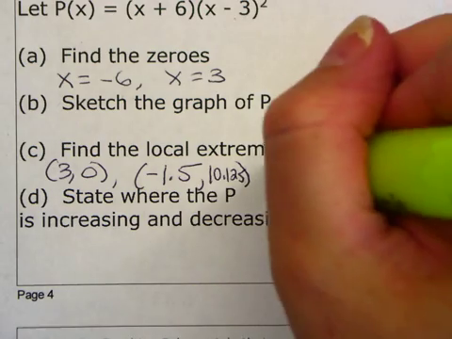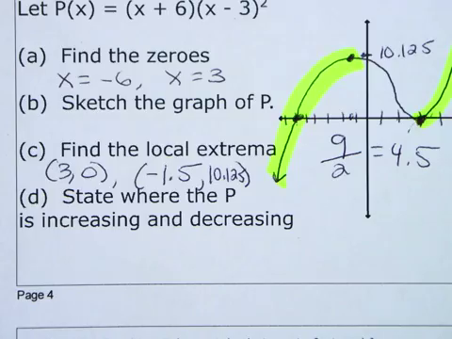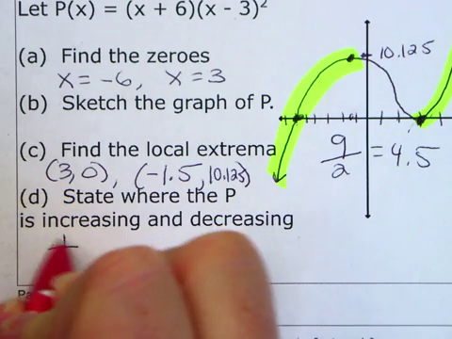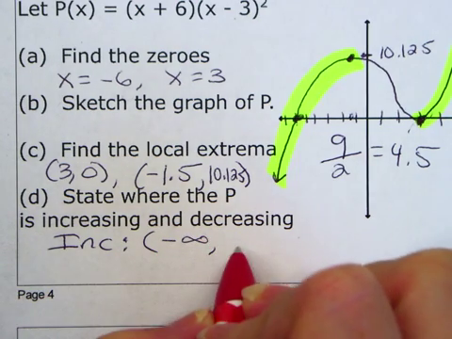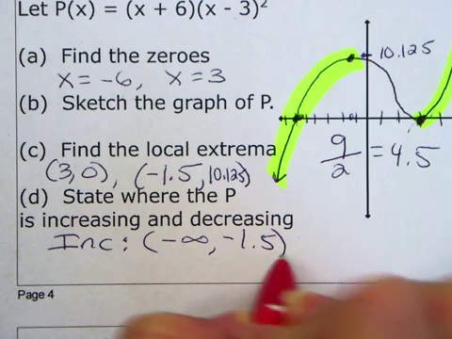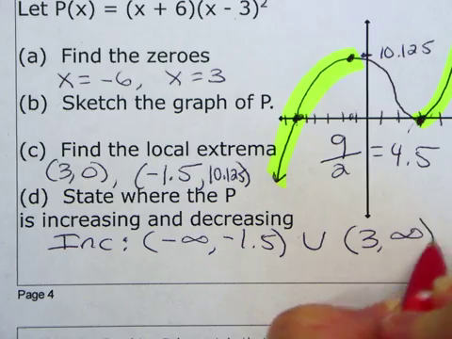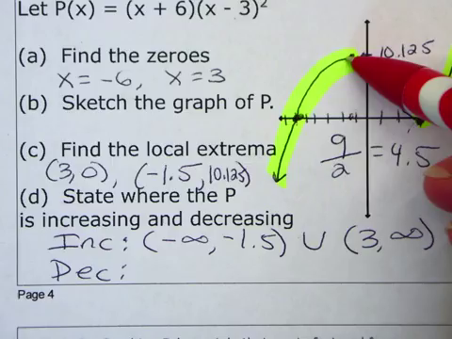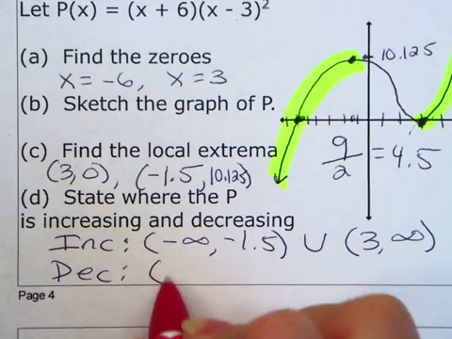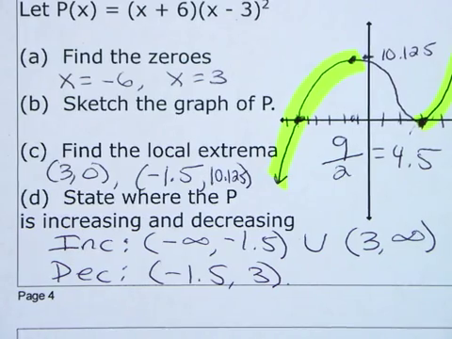And then where else is it going up? From 3 on. Okay? So increasing is negative infinity to negative 1.5, union, remember we put a u, 3 to infinity. Okay? Decreasing is everywhere else. So this is negative 1.5 to 3. And we're done, right? Little bit of a longer problem.